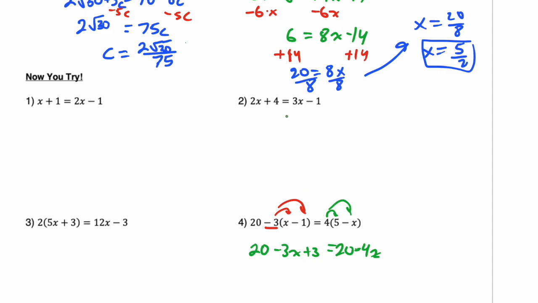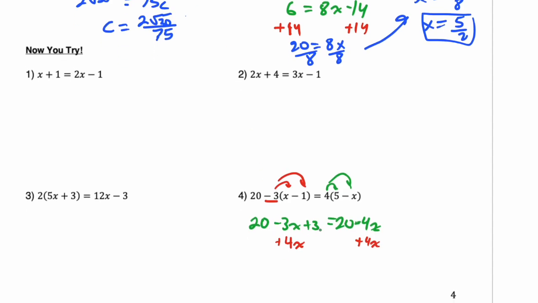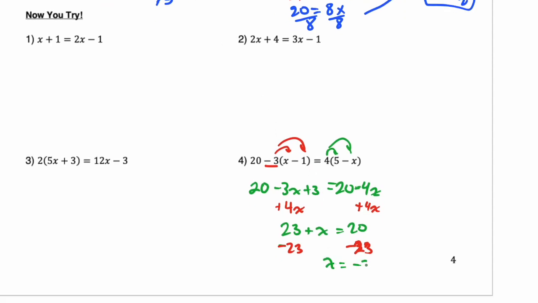And let's add 4x to both sides, because -4x is smaller than -3x. So I chose to do that first, although it doesn't matter, you could do it the other way around. 20 plus 3, first of all, is 23. And this is -3x plus 4x, which is x. And over here you have 20. And then just one more step. We can subtract 23 from both sides, and we get x equals -3.